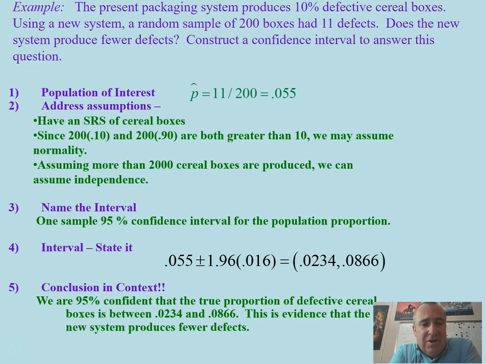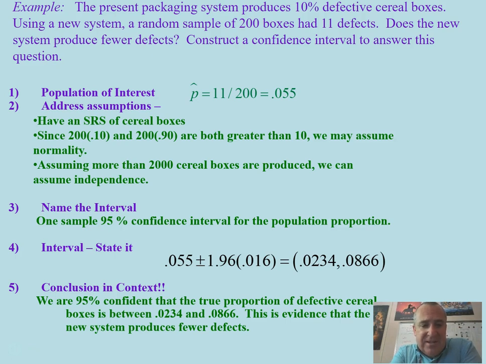Name the interval. We are going to construct a one sample, 95% confidence interval for the population proportion. You need all three parts. This is a one sample. That's the first part. 95% confidence interval. That's the second part. For the population proportion. Then state the interval. Here I use the formula that I just gave you. My point estimate was 0.055. My critical value, since I'm doing a 95%, is 1.96. And the standard error, using the formula from the previous slide, was 0.016. Multiply that out, add and subtract, and you get your confidence interval.